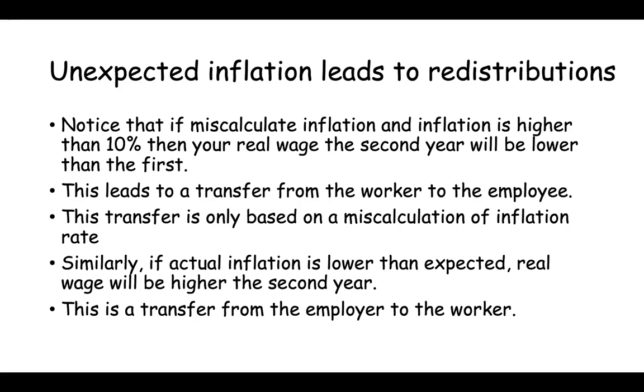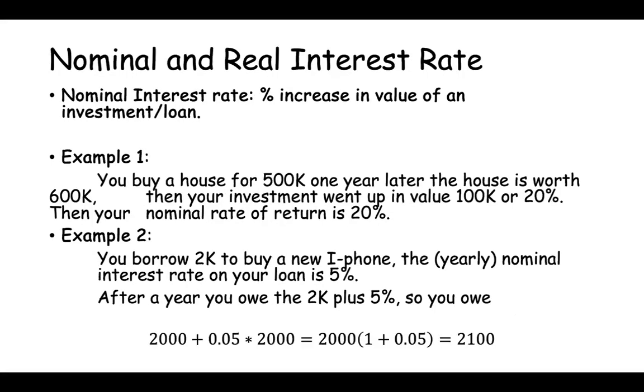Similarly, if you miscalculated the other way, if you assumed inflation was going to be 10%, but it's only 6%, then that will be a transfer. You end up getting a higher real wage, which is a transfer from the employer to the worker. It's not based on any merit of the worker, it's just somewhat random. And so this is what we call that unexpected inflation leads to somewhat random, not merit-based, redistributions of wealth. Okay.